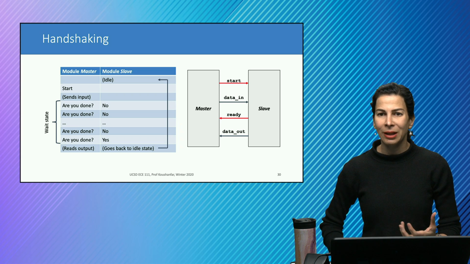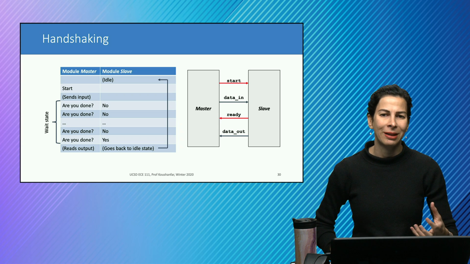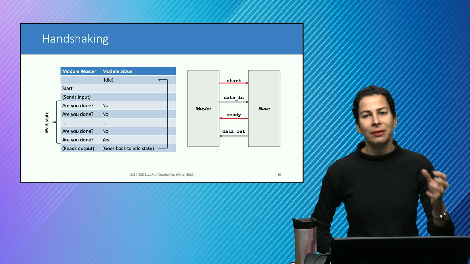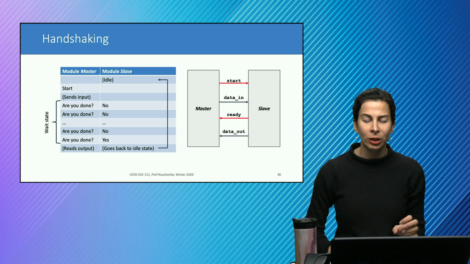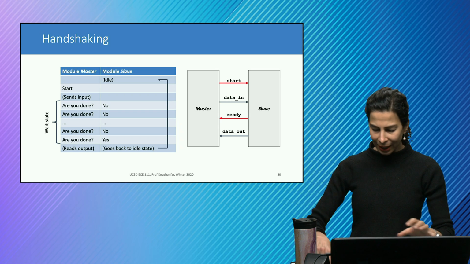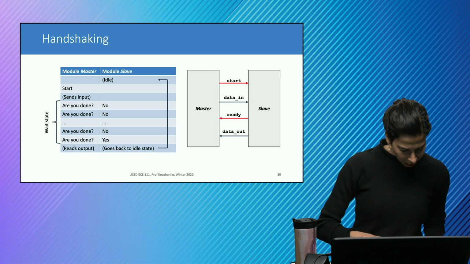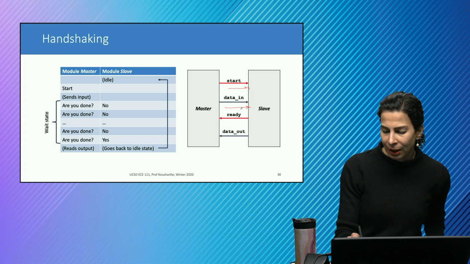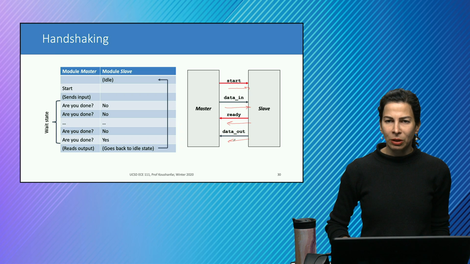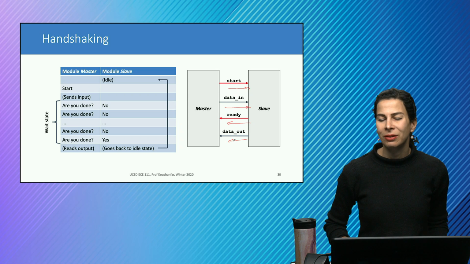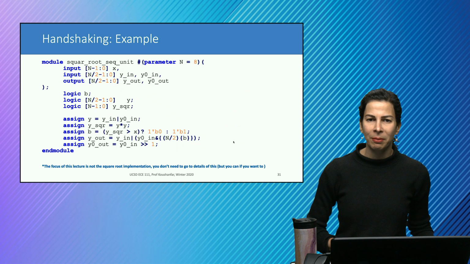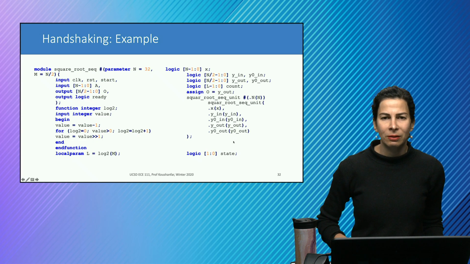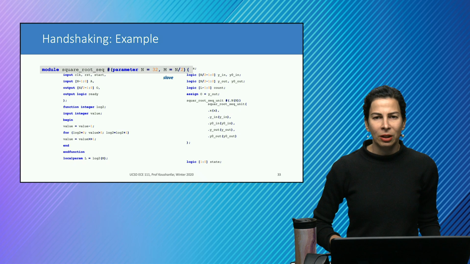In this particular case, the slave is the square root function, and the master is the top level design that calls the slave function. As you see here, the slave function, which is the square root, has these interfaces. It has start and data in as inputs, and ready and data out as outputs. So when we declare the slave, we need to declare these signals and make sure that we have them on board. This is basically the declaration of the slave.